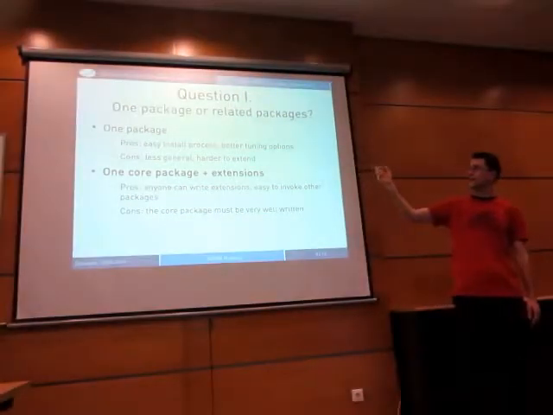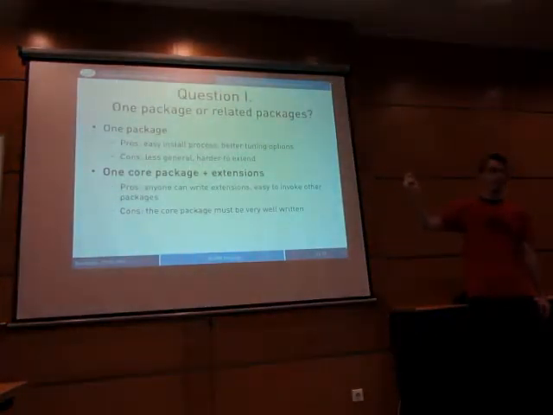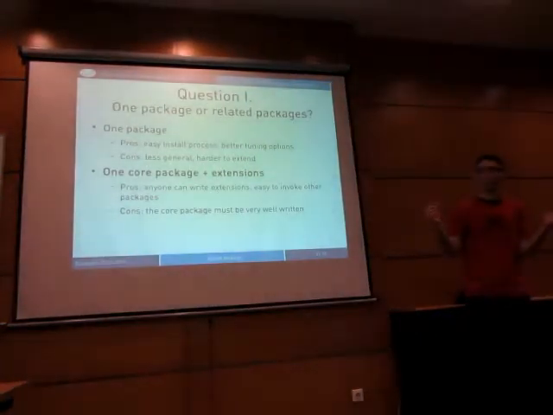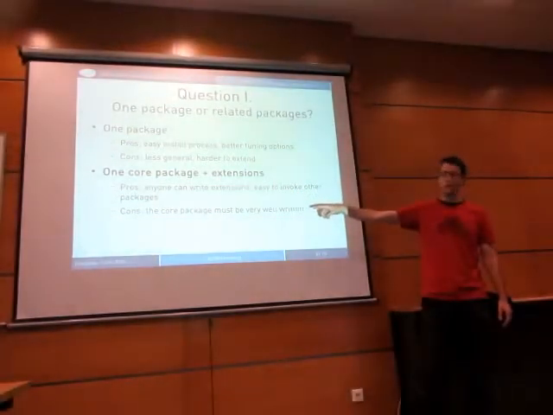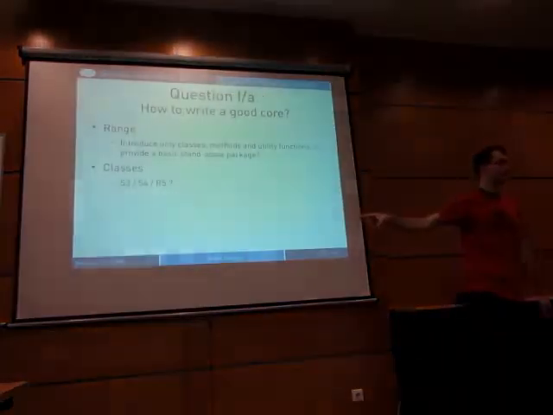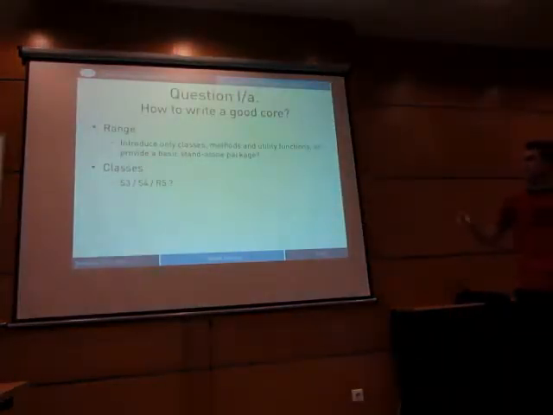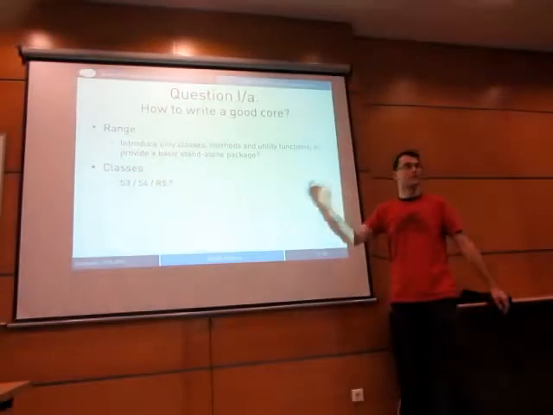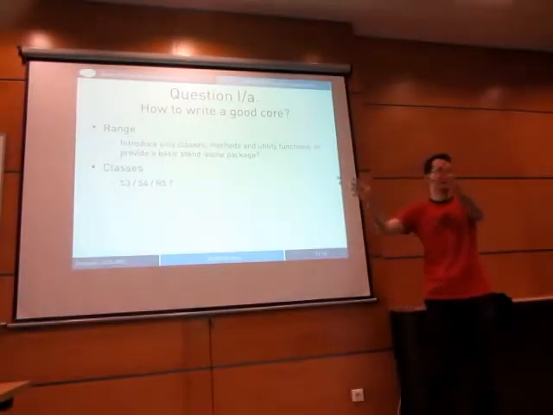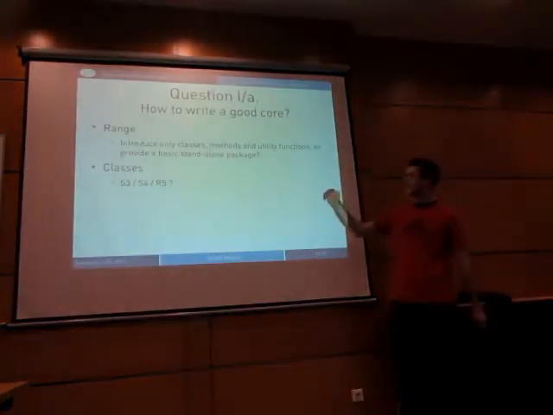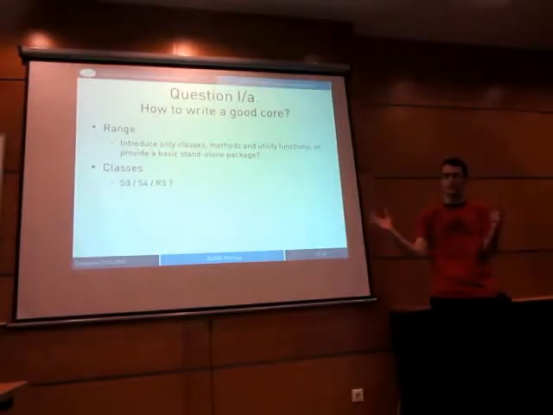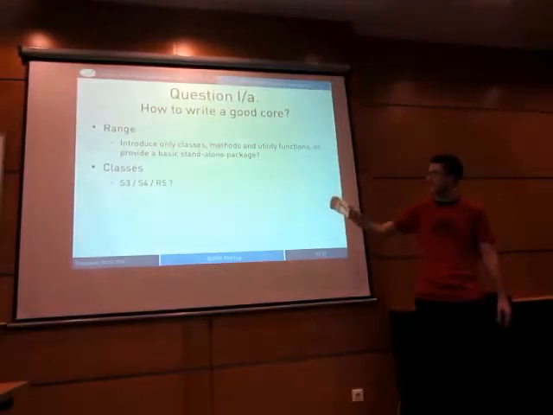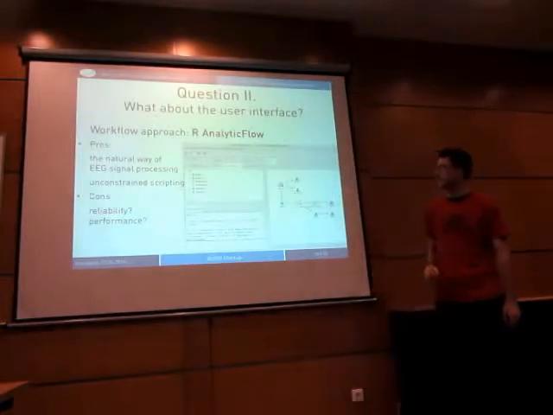For example, should I build one package or a pool of related packages? I think this would be the better choice. But of course, in this case, the core package has to be very well written, because I would think that others should develop the specific statistics. And I don't know if I should provide only the classes, methods, and utility functions in this core package, or some basic processing as well, and which classes we need for this.